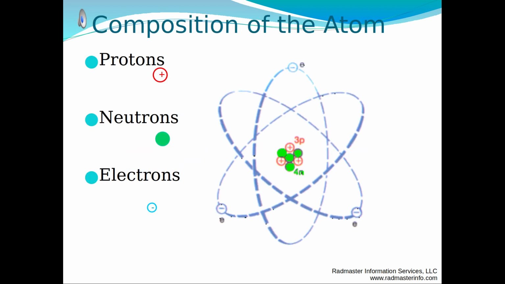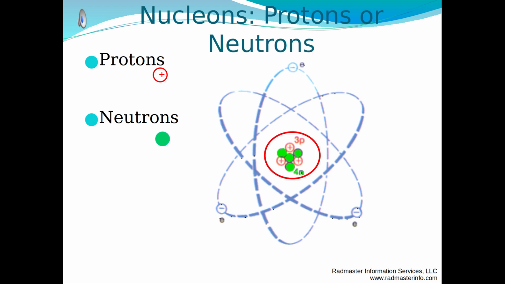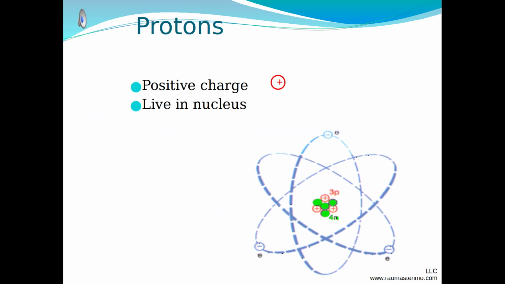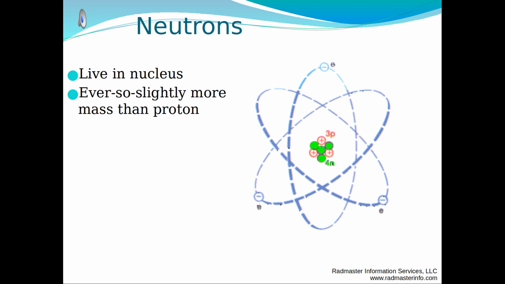Our simplified model of the atom contains protons, neutrons, and electrons. Either protons or neutrons are known as nucleons. The atomic nucleus at the center of the atom contains protons and neutrons and contains almost the entire mass of the atom. Protons live in the nucleus or center of the atom and have a positive electrical charge. Neutrons also live in the atom's nucleus. Neutrons have no electrical charge and have a mass almost identical but slightly larger than the proton.